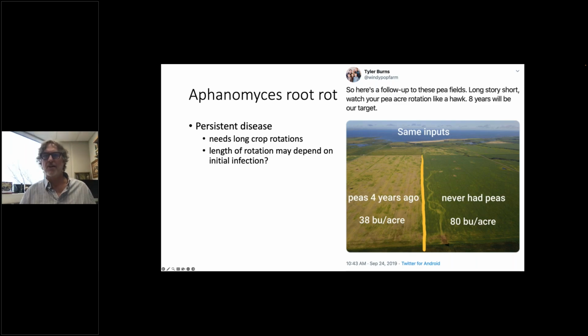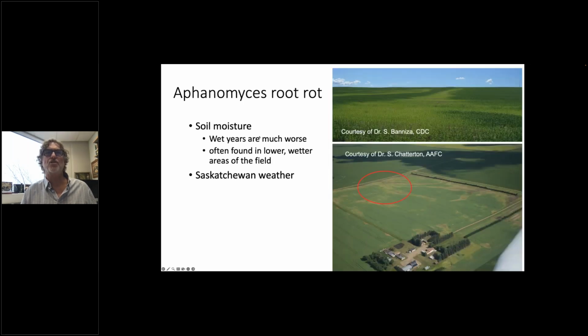I won't get into how long we're assuming, 8 to 10 years in the model. The length of rotation that you need may also depend upon that initial infection. If the last time peas were grown was really wet and a lot of inoculum built up, obviously it takes longer for that to break down over time. And soil moisture is a big effect.